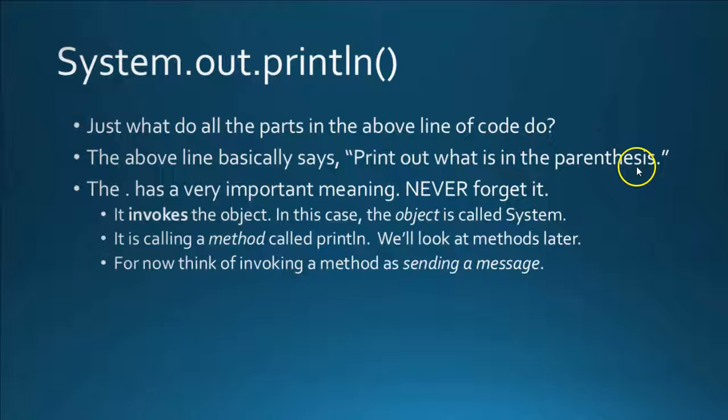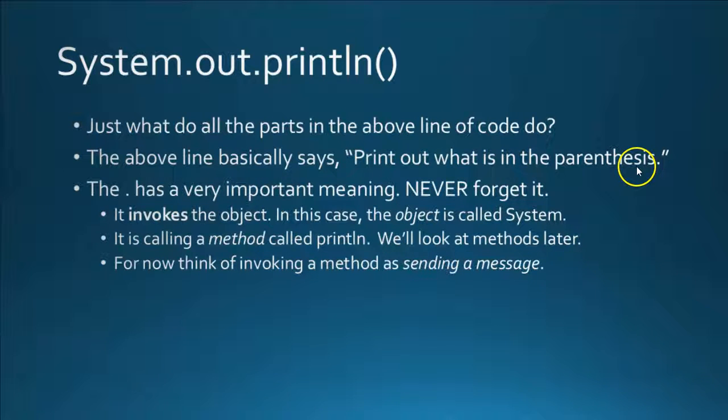The dot here has a very important meaning. Never forget that. Dot means that you're going to invoke an object. In this case, the object is known as System. It is calling a method. Remember we talked about that box having properties? Well, System has properties, and this one is called println.